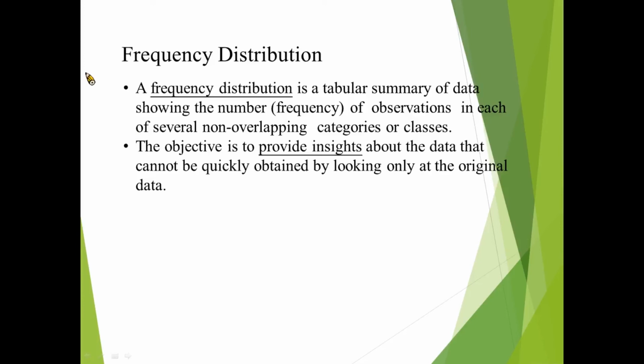Okay, so let's talk about the frequency distribution. A frequency distribution is a tabular summary of data showing the number of observations in each of several non-overlapping categories or classes. The objective is to provide insight about the data that cannot be quickly obtained by looking only at the original data. So we process the data, and we show the table and the graphic.